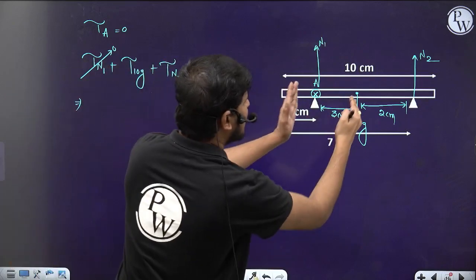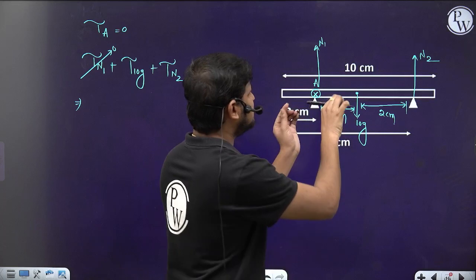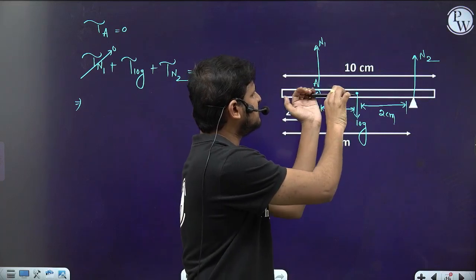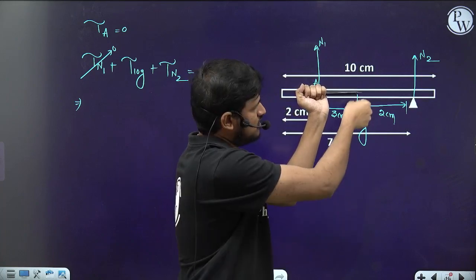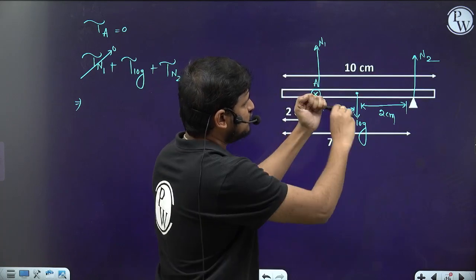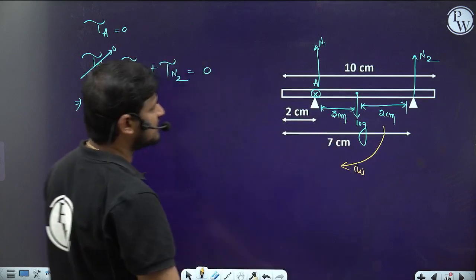So what will be the torque due to 10G? First just imagine this is the axis of rotation. That means consider this as a support. Now you are pulling it here, pulling it downward, 10G force. So the 10G force causes the clockwise torque.